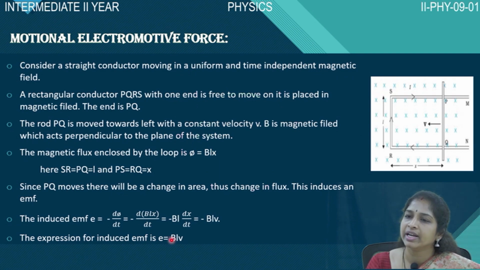Here I did not write the negative sign, because we know the negative sign indicates the direction of the EMF. According to Lenz's law, what is the direction of the EMF? It opposes the original cause that produces it. Here the EMF is developed due to the motion of PQ, so this EMF will develop and oppose this motion of PQ. As the sign indicates only direction, the magnitude of the EMF is BLv.